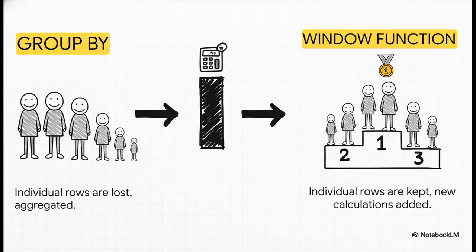Think about it. A standard group by squashes all your data down into one summary row, like only getting the class average height. You lose all the details about the individual students. But a window function is completely different. It lets you do a calculation across a whole set of rows, like ranking students by height, while keeping every single student, every single row right there. You get to see both the individual and the group context at the same time.